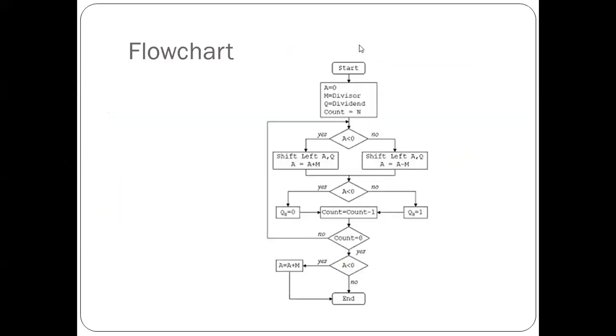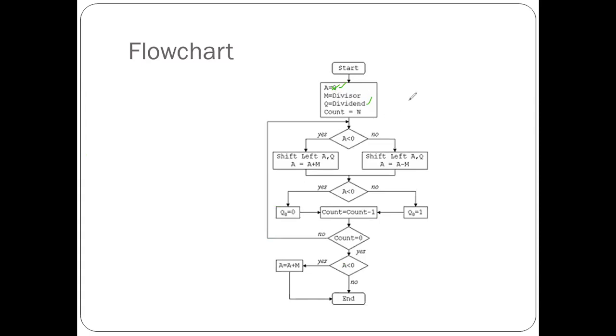See, this is the flow chart for the restoring method. Of course, A and Q have to form the dividend. Okay, AQ forms the dividend: A the upper bits of the dividend, Q the lower bits of the dividend. B or M gives us the divisor, right? Initially, we have to check A less than 0.